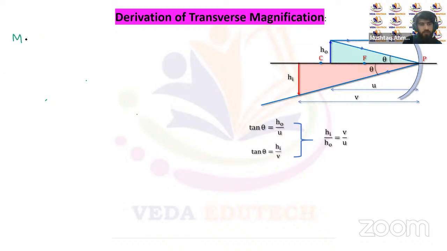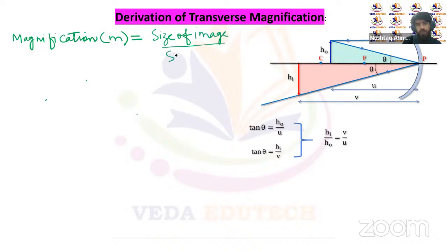So magnification M is defined as the size of image upon size of object, or we can say height of image upon height of object. So this is how we define the magnification.